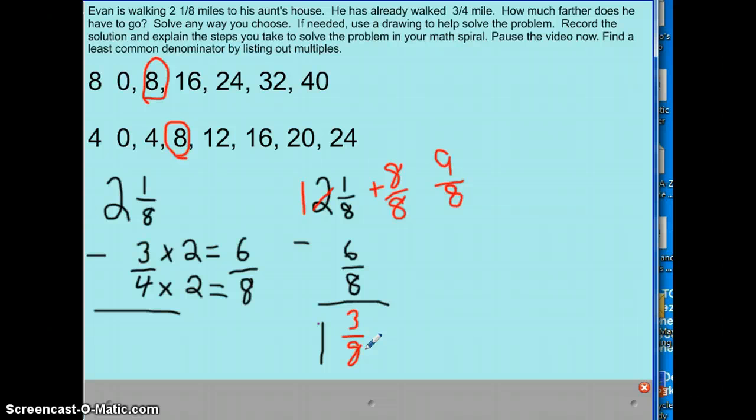If you got that, great. If you didn't, fix it now. This may have given you a little bit of trouble, but just remember, whatever the divisor is, you just double it to make a whole. Pause the video now if you need to.